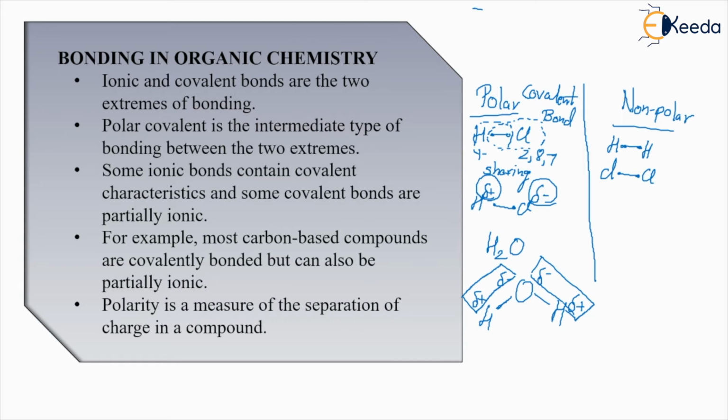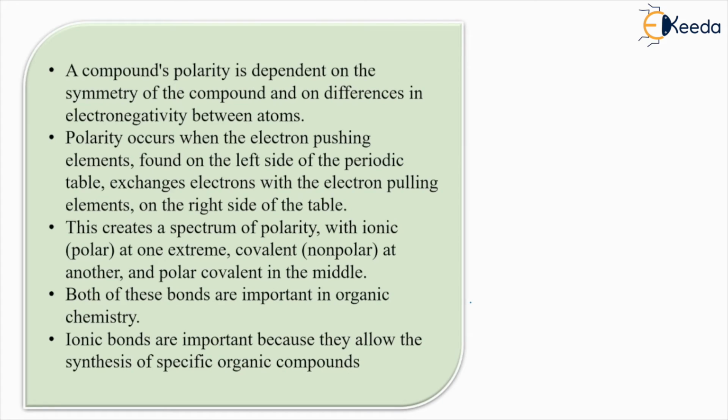Polar covalent is the intermediate type of bonding. It is between the ionic and the covalent. For example, most carbon-based compounds are covalently bonded, but can also be partially ionic in nature. Polarity is a measure of separation of charge in a compound. So you can see there is separation of charge, the negative charge and the positive charge. Over here also negative charge and the positive charge. A compound's polarity is dependent on the symmetry of the compound and on differences in electronegativity between atoms.